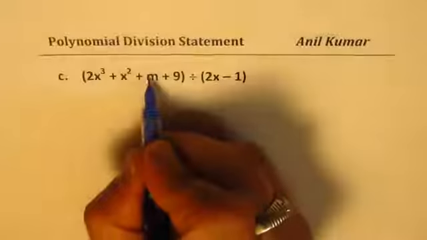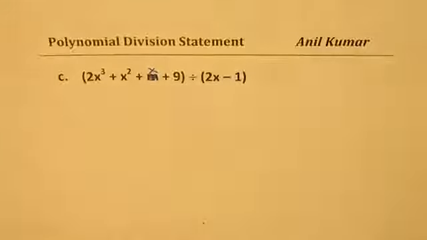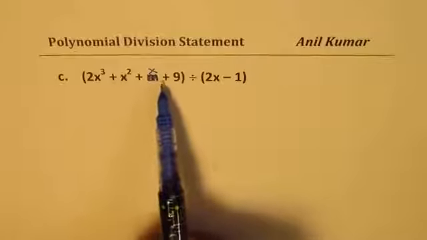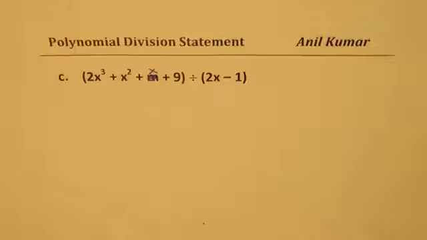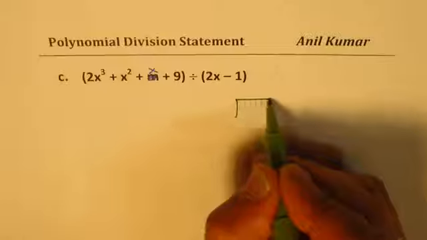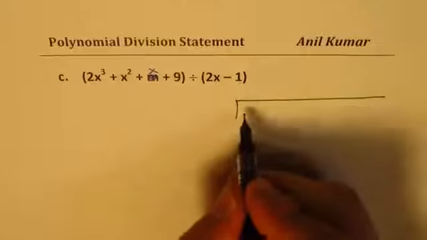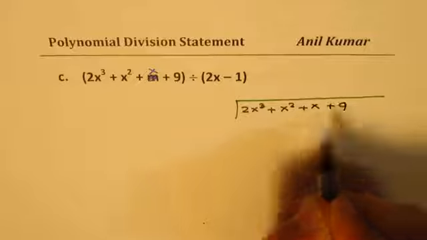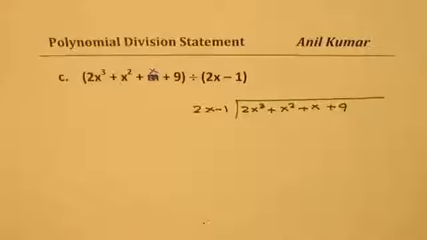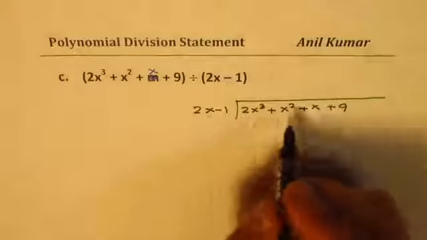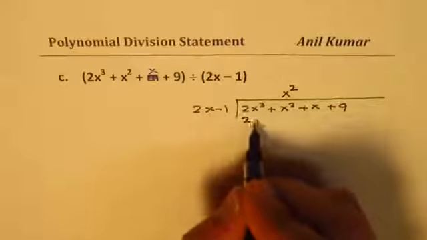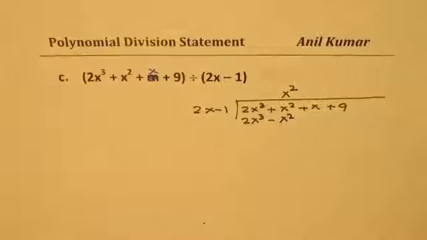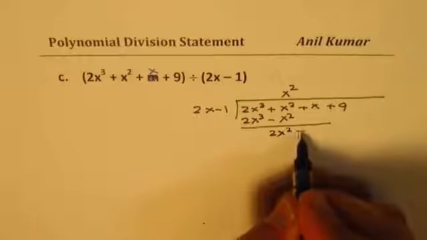Now in part C, let me correct this. This should be x, right? So we have 2x cubed plus x squared plus x plus 9 divided by 2x minus 1. So let us write down the dividend, which is 2x cubed plus x squared plus x plus 9 divided by 2x minus 1. You can actually pause the video now, answer the question, and then look into my suggestions. So we can multiply this by x squared. We get 2x cubed minus x squared. Take away. So when you take away, you get 2x squared plus x.